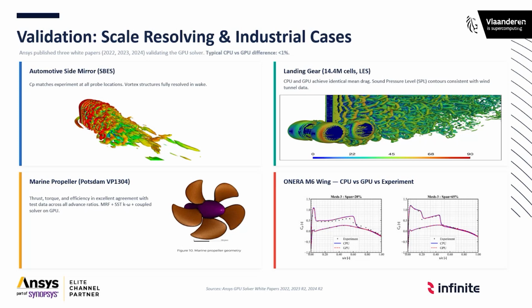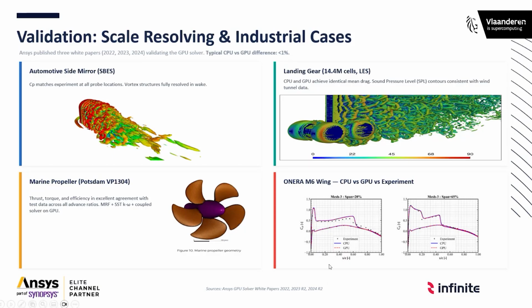In the top left, we see an automotive case, a side mirror solved with an SBES simulation, where we see that the pressure coefficient distribution matches very accurately at more than 80 probe locations inside the domain. And also the vortex structures were fully resolved.